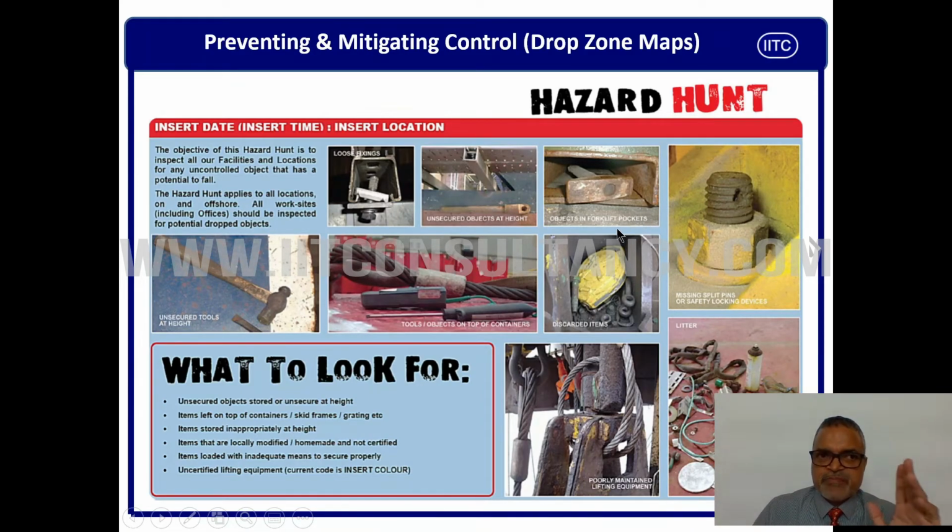So guys, again, for prevention and mitigation control, we must do the hazard hunt. We must do the hazard hunt so that we identify the hazard before the lifting activity happens. So we have to go with an open mandate. We have to have a cross-functional team. We need to see it, either on an operational platform, or under maintenance, or during lifting.